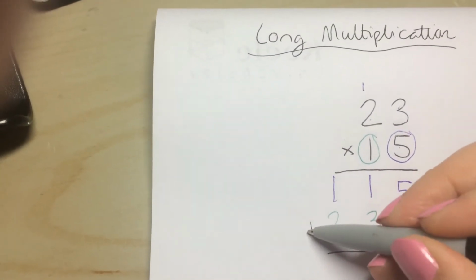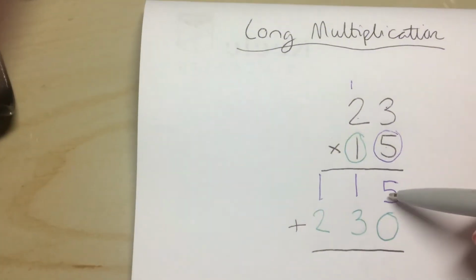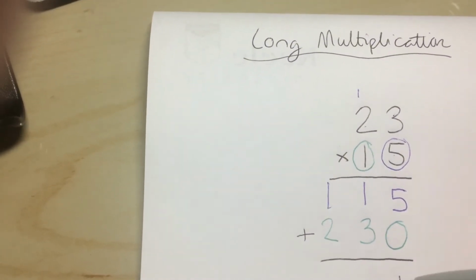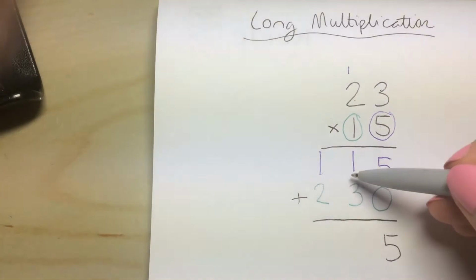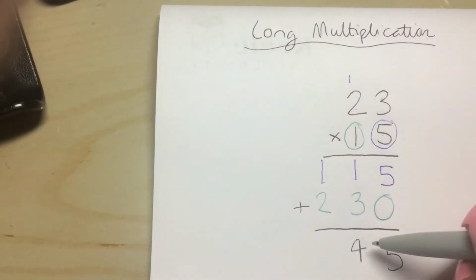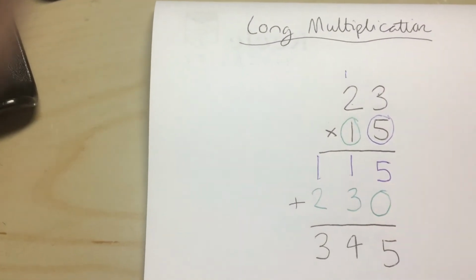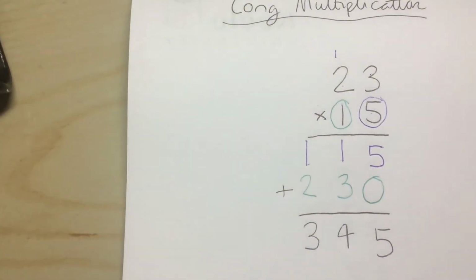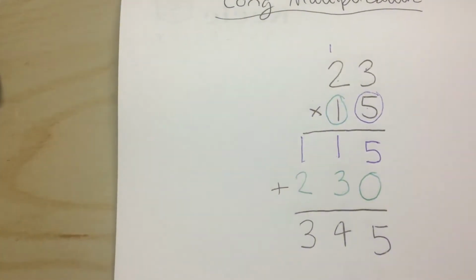And what I do with these two numbers is I add them together. 5 add 0 is 5. I'm just using my column addition here. 1 add 3 is 4. 1 add 2 is 3. So 23 times 15 is 345.